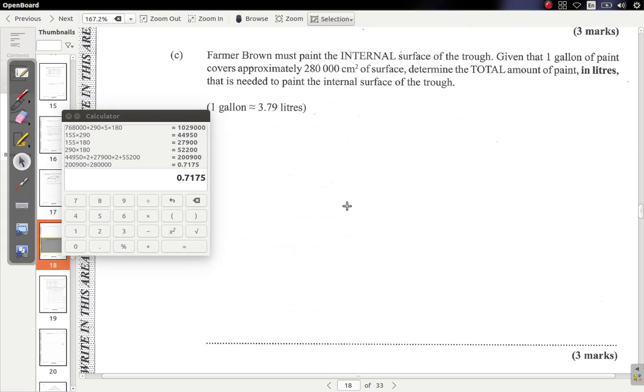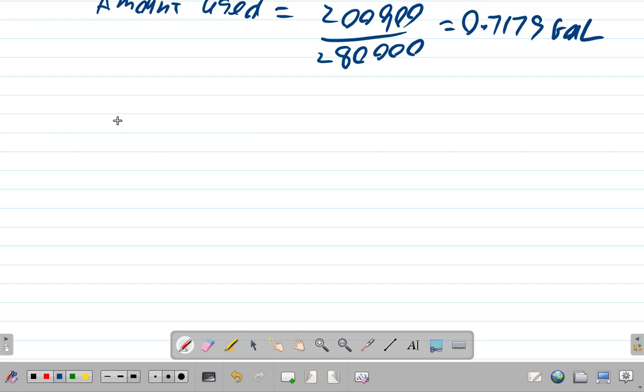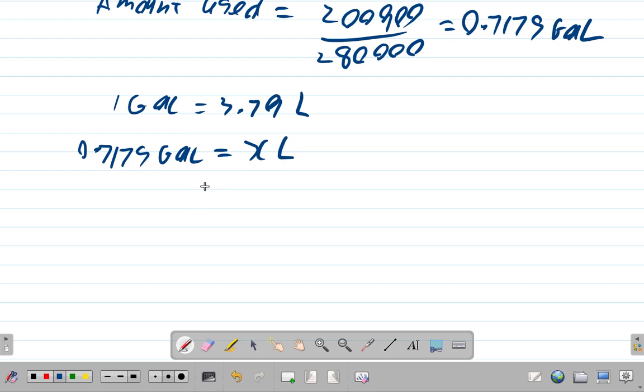So just rub out this thing from before. They say 1 gallon is 3.79 liters. So here, 1 gallon equals 3.79 liters. Alright. So 0.7175 gallon equals how much liter? Call it X liter. Now, if 1 gallon is 3.79 liter, when you say gallon, you say 1, when you say liter, you say 3.79. That means if you go from gallon to liter, you must multiply by 3.79.